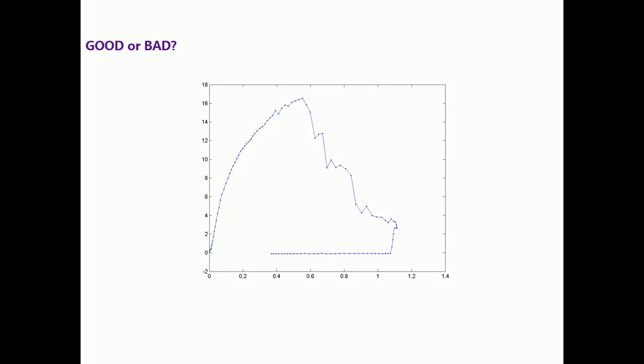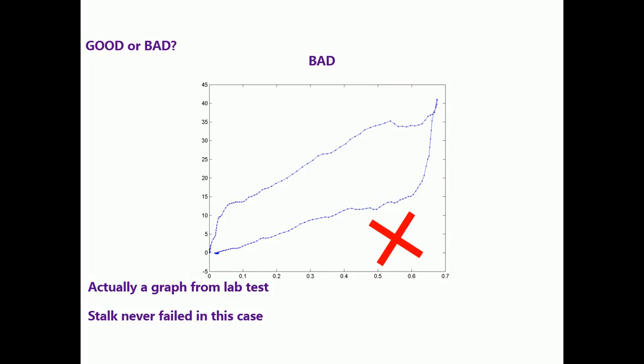What about this one? Good or bad? It's actually good. What about this one? Well, it looks pretty different from the previous graphs, but it's actually a graph from the lab test, which is bad because the stalk never failed in this case. As you can see from the graph, as we retract the handle, we can still read some load sensor data, which means that the stalk never failed in this case.